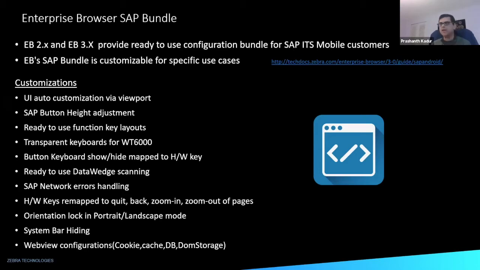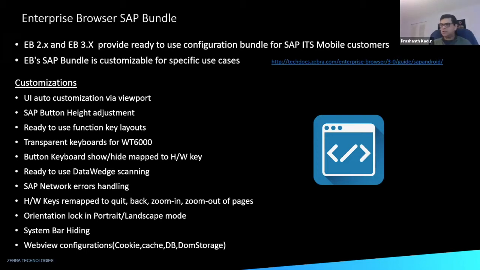And there are a bunch of things, including data wedge scanning support in the SAP Bundle, and also SAP network error handling. If something happens during SAP, you can say, I want you to take them back to the main screen or some other screen that you have. That kind of SAP error handling can also be done here. And then hardware keys can be remapped. I'll talk about this very, very quickly.